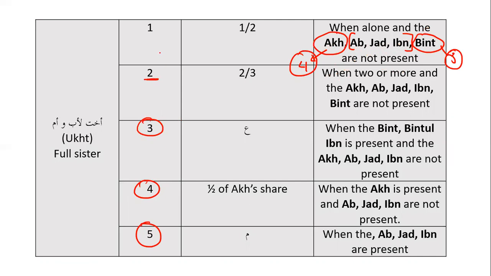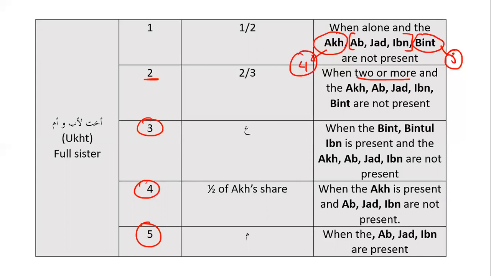And the difference between condition number 1 and condition number 2 is that condition number 1 says when alone, and condition number 2 says when 2 or more. So if you can learn condition number 1 in a specific format, the rest of the conditions will become easier for us to understand and learn. So once again, condition number 1, when alone and the akh, abjad ibn, bint are not present, then the ukht li abin wa ummin receives half of the inheritance.